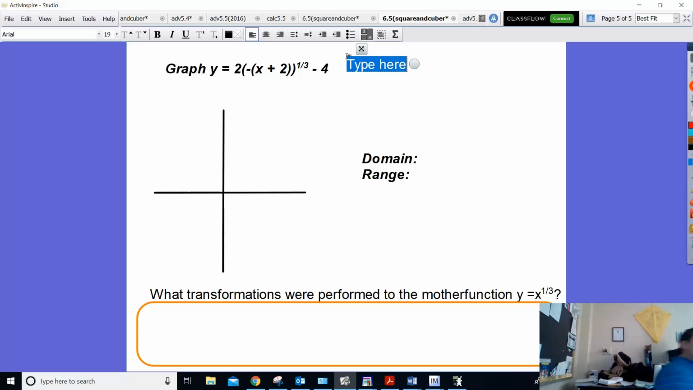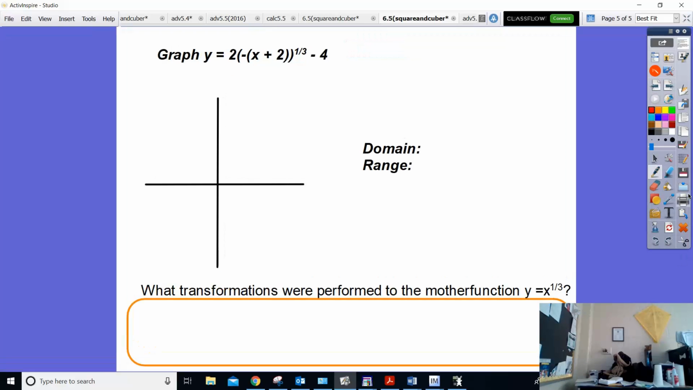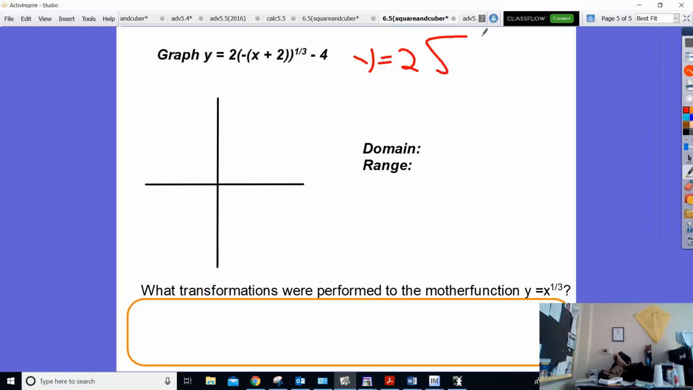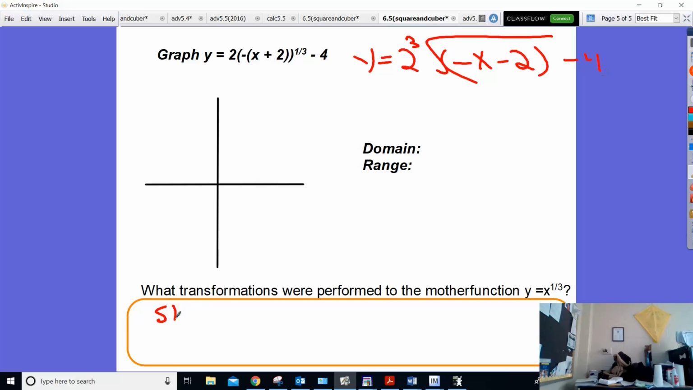So let's rewrite that as a radical while we're at it. Negative x minus 2. Outside of that thing, minus 4. Now what's funny about this is we're actually going to draw over here. If we look at this, we're thinking we're drawing right here. When you look at this thing, you're supposed to say shift right 2. That is the actual transformation that happens.